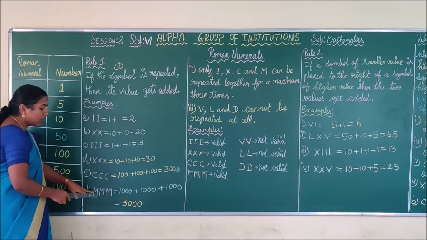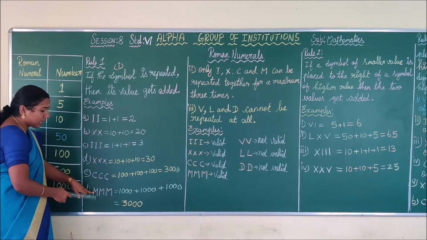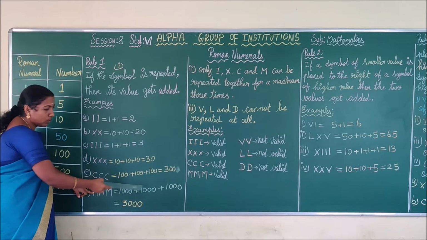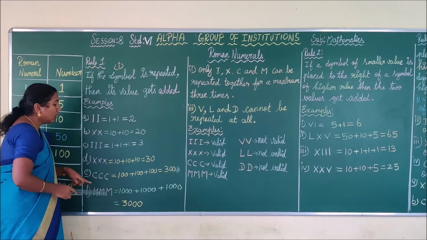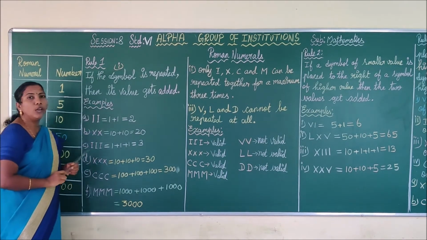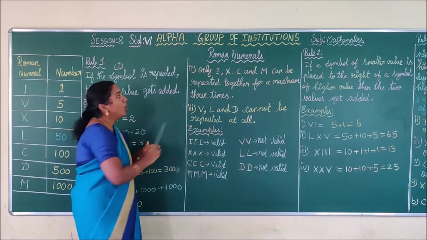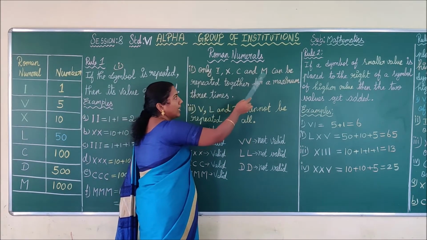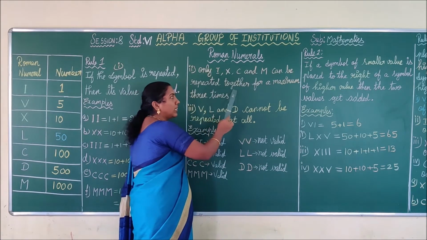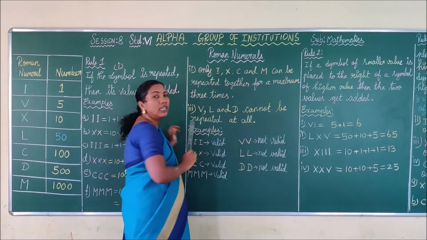Okay. Next see M. What is the value of M? 1000. So 1000 plus 1000 plus 1000 is equal to 3000. So for repetition also you have a rule. What is the rule? Only I, X, C and M can be repeated together for a maximum of 3 times.